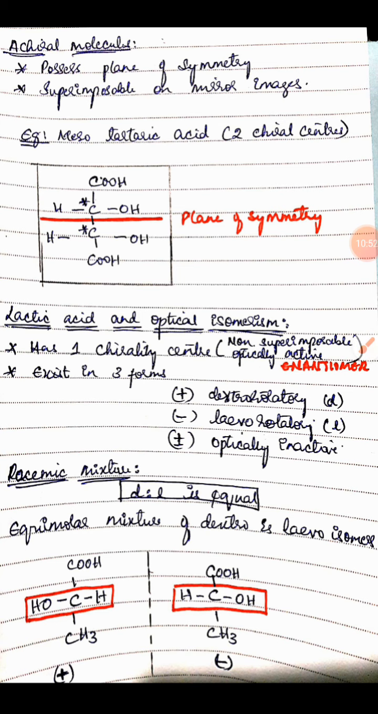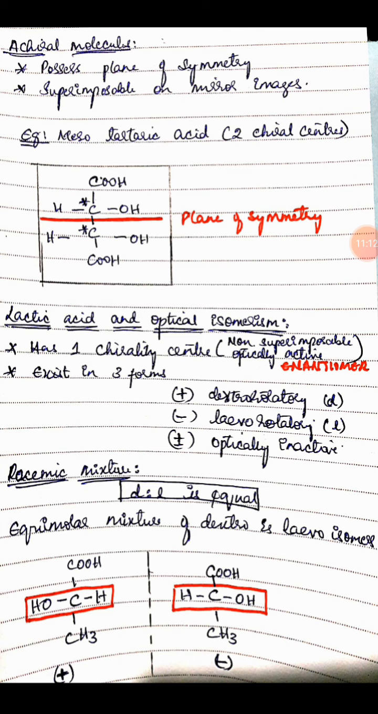So I told you it has one chiral center. Condition 1, it is non-superimposable on its mirror image. It lacks a plane of symmetry. Condition 2, it rotates the plane polarized light. Condition 3, it exists in three forms. So based on the rotation of plane polarized light, the lactic acid has three forms.